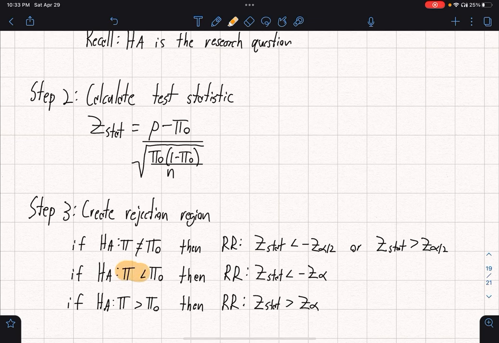So that could either be pi less than pi naught, in which case our rejection region is z-stat less than negative z alpha, or we could say pi greater than pi naught, in which case the rejection region is z-stat greater than z alpha.